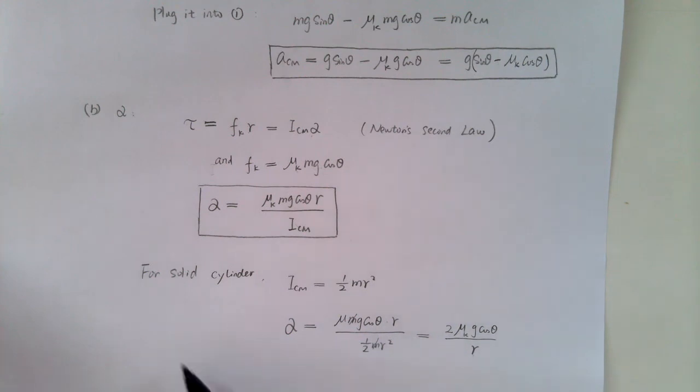For a loop, we'll have another expression because that I will be m r squared. When we put that in, we'll have a different expression. Make sure you know how to work on those two problems, please.